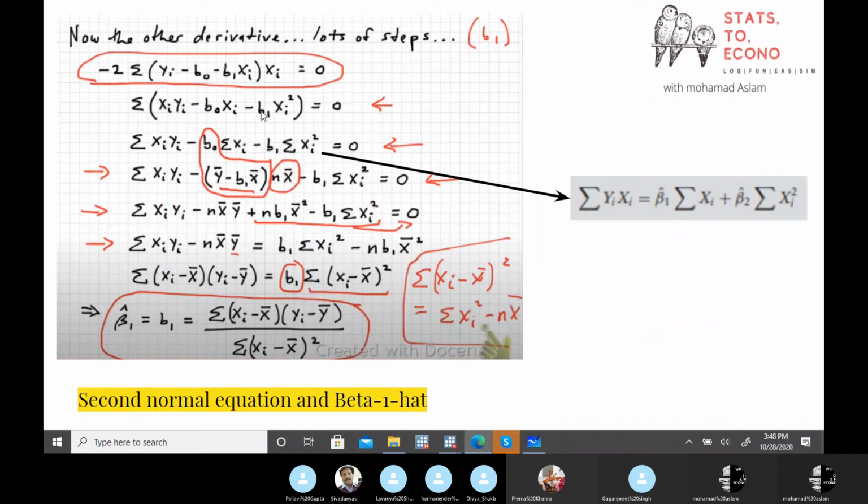Multiply this with xi. So this is xi yi minus beta 0 xi minus beta 1 xi square. Then open the brackets with the summation. It's summation xi yi, because both are variables, so the summation will remain the same, minus the constant term outside the summation and summation xi, minus beta 1 hat and summation with the variable. And this is the second normal equation.